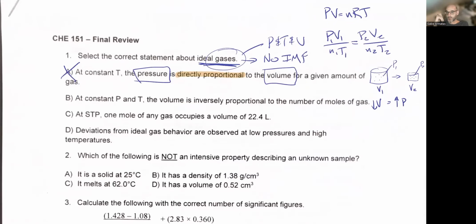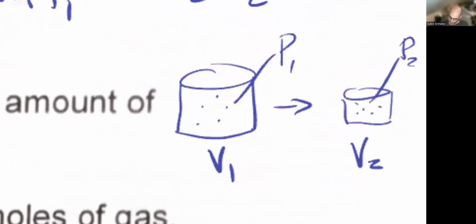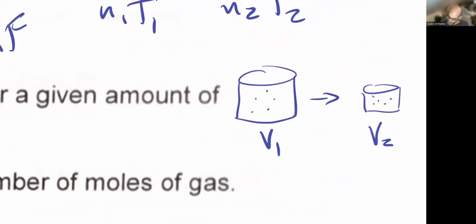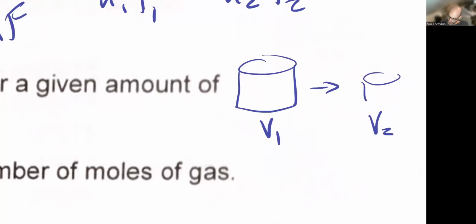All right, next up. At a constant pressure and temperature, the volume is inversely proportional with the number of moles of gas. Okay, so we can actually use the first one that we just had. Let's now consider that pressure and temperature are constant. Volume is inversely proportional with the number of moles of gas. So if I have this large container, but we can change the number of moles of gas, well, pressure has to remain constant.